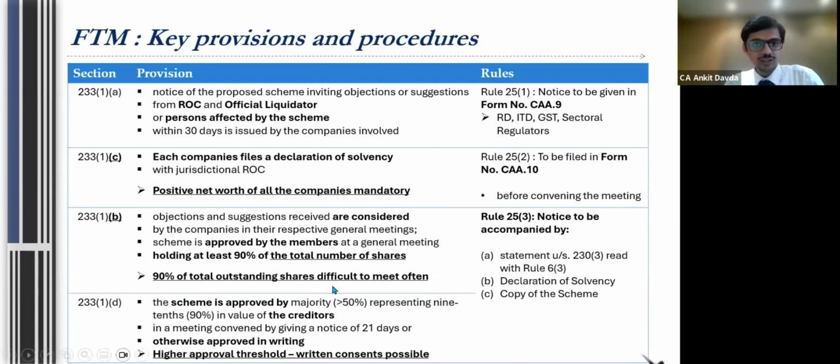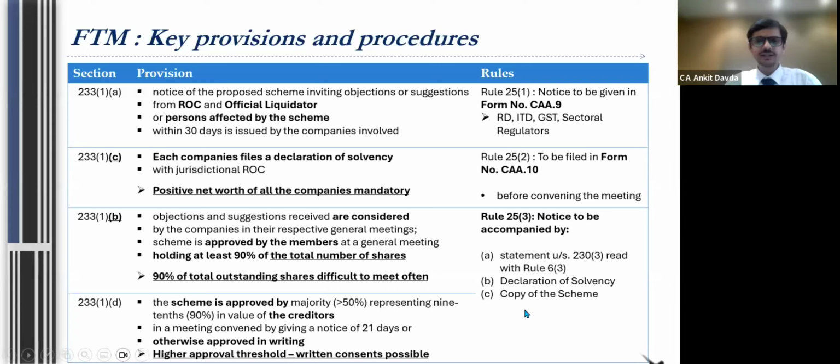However, under 233(1)(b), there is no leeway given for approval in writing. You will have to mandatorily conduct a meeting of shareholders, the reason being that you need to put forth all objections and suggestions of regulatory authorities before the members. So that is the language.